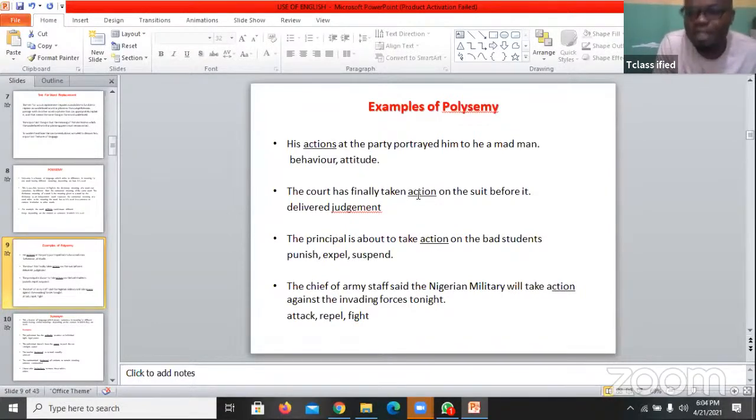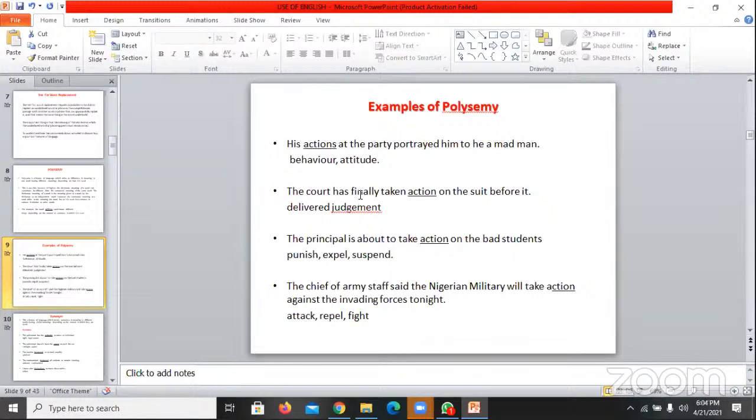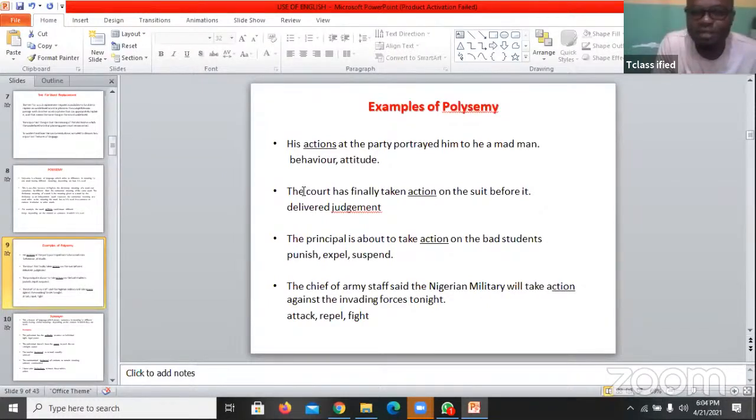So let's look at action again in another sentence or in another context. The court has finally taken action on the suit before it. So here, action simply means delivered judgment. So you can say the court has finally delivered judgment on the suit before it.